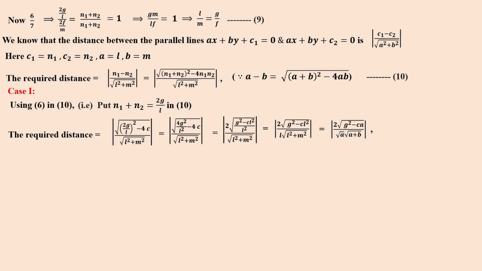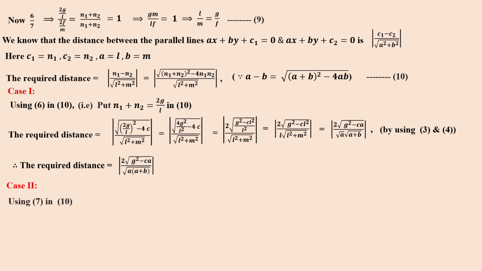which is equal to 2 root of g square minus c a, divided by root a into root of a plus b, because we know a is equal to L square and b is equal to m square from equations 3 and 4. Using that idea, you will get this. Therefore the required distance is 2 into root of g square minus c a, by root of a into (a plus b), right? Case 1.